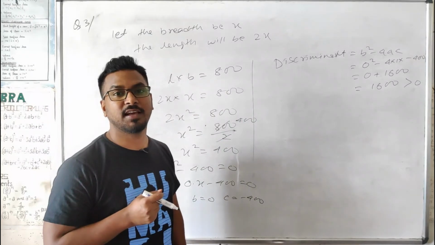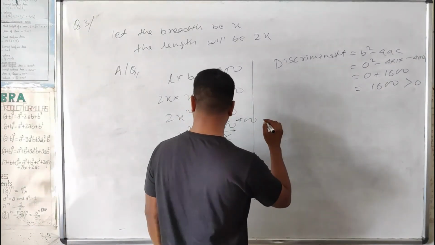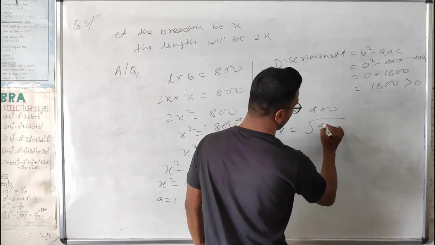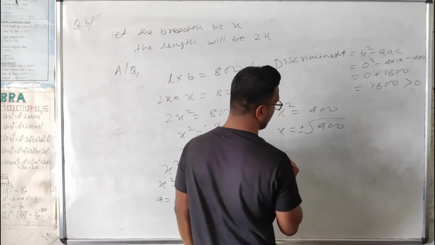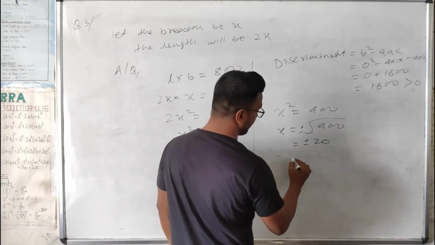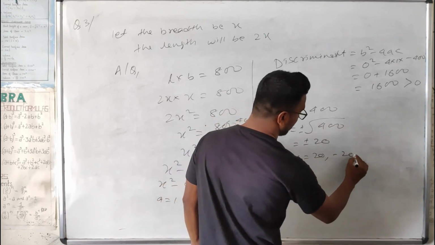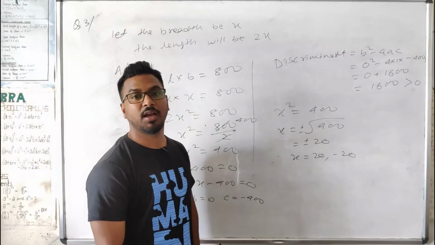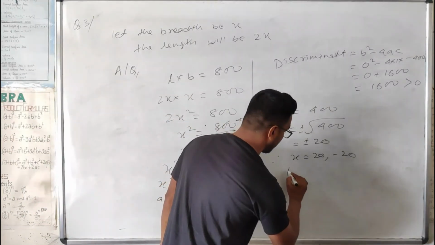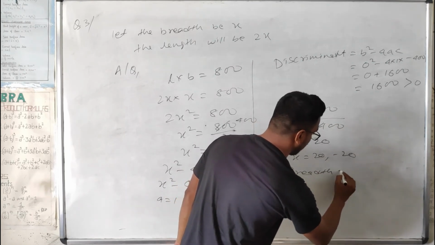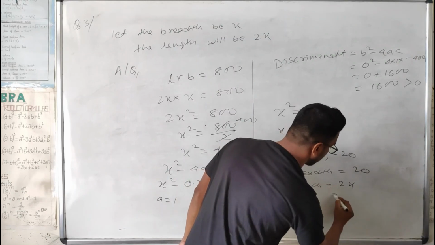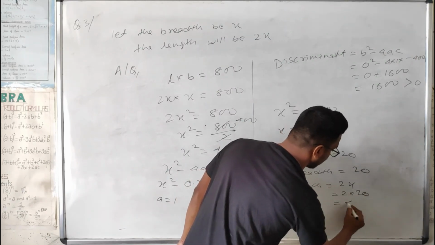So we'll find the length and the breadth. So we know that x square is given 400. So x equals to root of 400. It will become plus minus. So this will become plus minus 20. So therefore x equals to 20 and minus 20. Which one will we accept? We will accept the positive, because length or breadth cannot be negative. Therefore breadth is equal to 20 and length is twice x, so 2 into 20, that is 40.